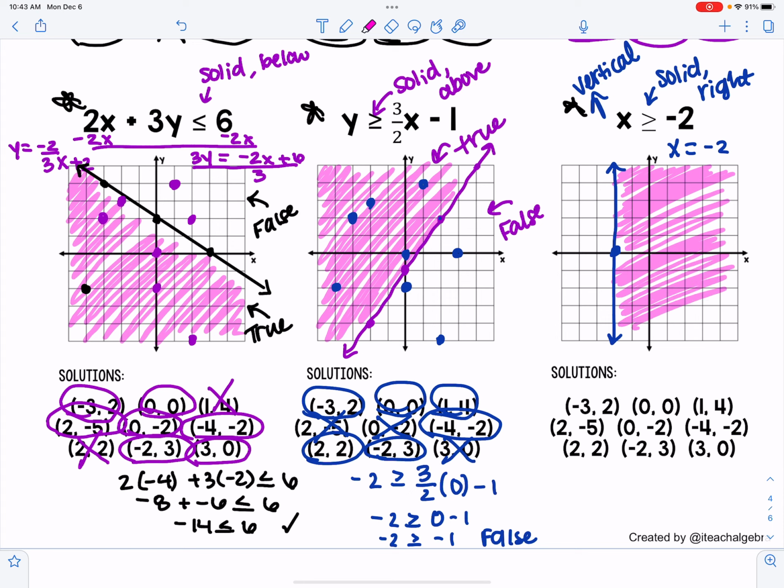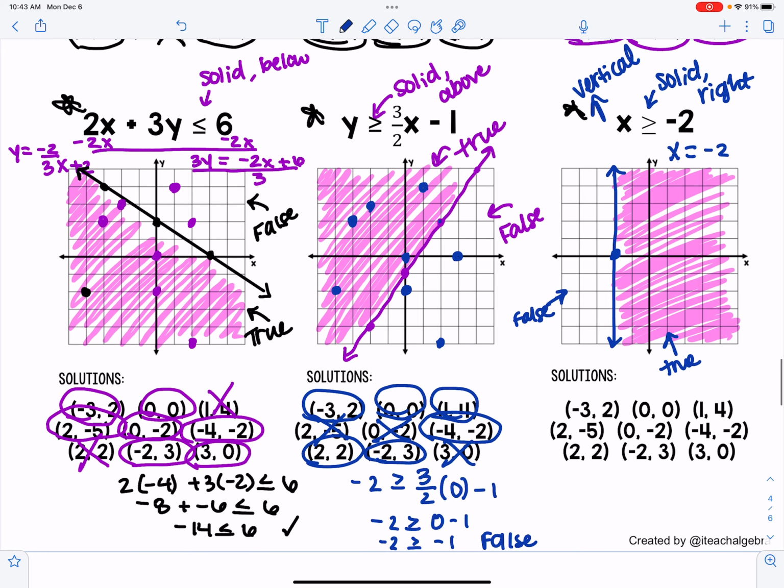And I'm still going to check all of my points to see that I did that correctly. So let me check one of them first to see where it lies. And remember, on the non-shaded side, I should get a false statement if I choose one of those points. And on the shaded side, I should get a true statement. So I'll choose 3, 0. That is on the shaded side, so when I plug it into my inequality, I should get a true statement. So my x value is 3, so 3 is greater than or equal to -2. That is true, so I know that I did it correctly. All right, so that is part of my solution.